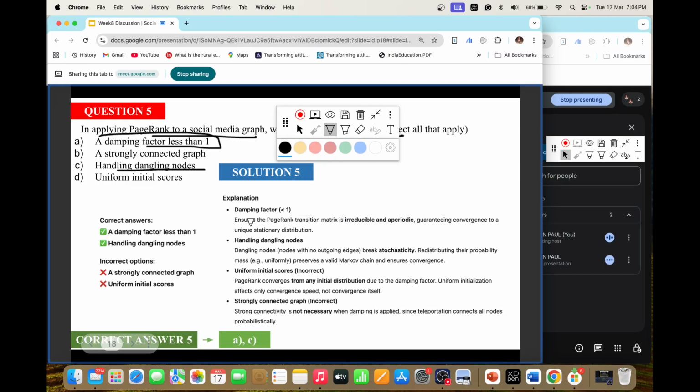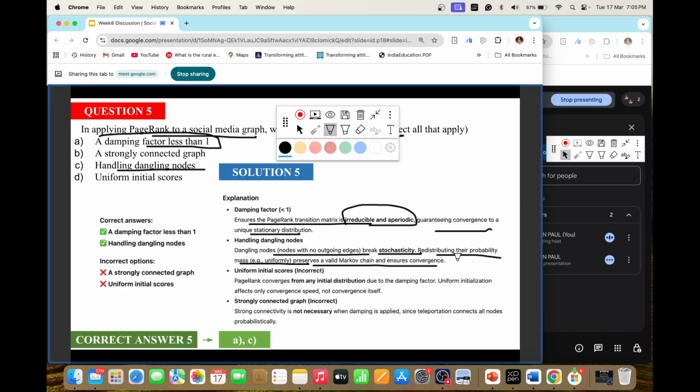So a damping factor less than 1 ensures the PageRank transition matrix is irreducible and aperiodic, guaranteeing convergence to a unique stationary distribution. Handling dangling nodes, nodes with no outgoing edges, breaks the stochasticity. Redistributing their probability mass, for example uniformly, preserves a valid Markov chain and ensures convergence. Uniform initial scores is incorrect because PageRank converges from any initial distribution due to the damping factor. Uniform initialization affects only convergence speed, not convergence itself.